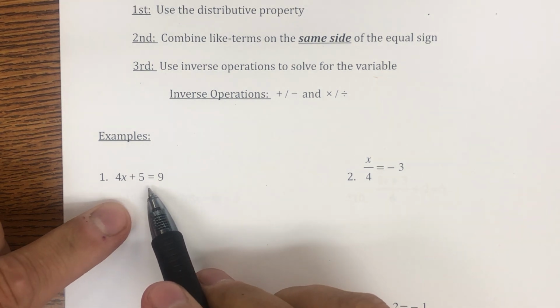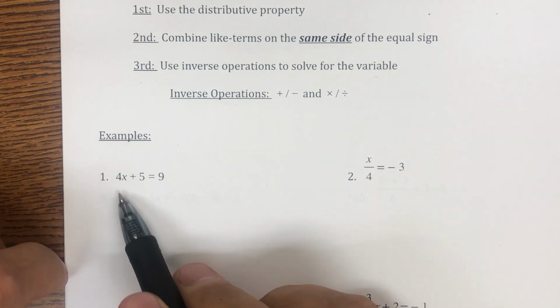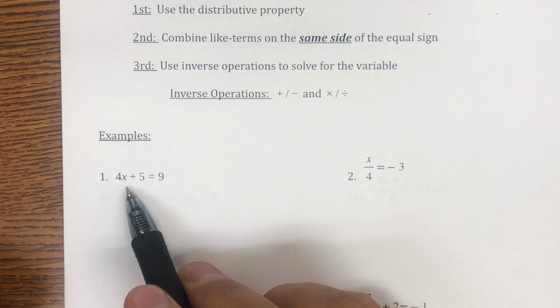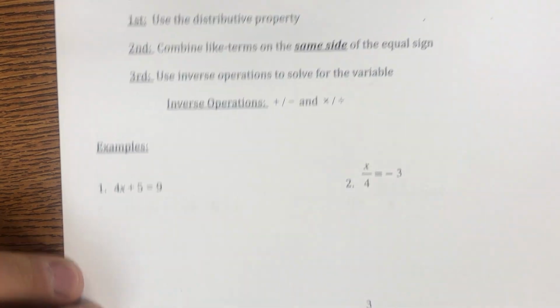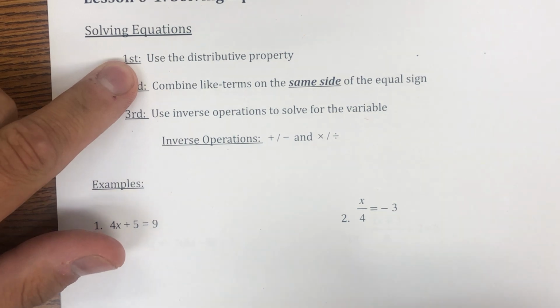For it to be true, the value on the left has to be the same as the value on the right. In order for us to solve it, our goal will be to isolate the variable, and that will tell us what x has to be to make the equation true. The process, a couple things we have to do. The first thing, if we see parentheses, the first thing we're going to do is distribute.